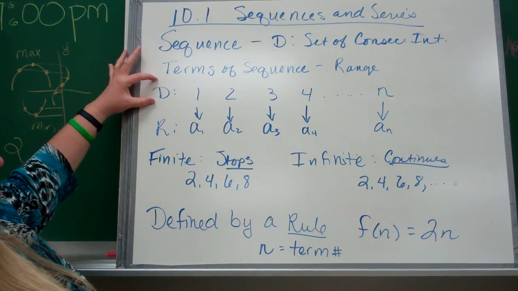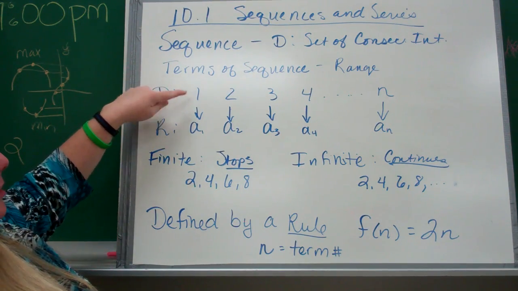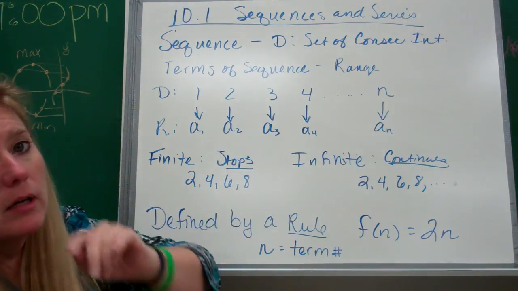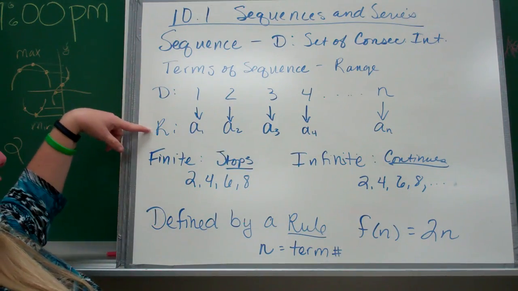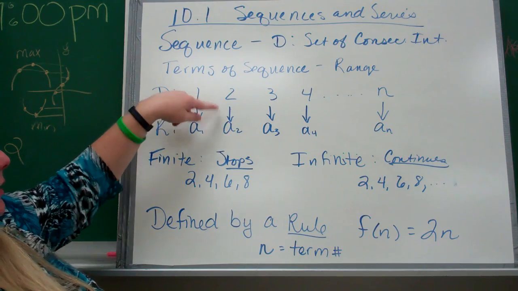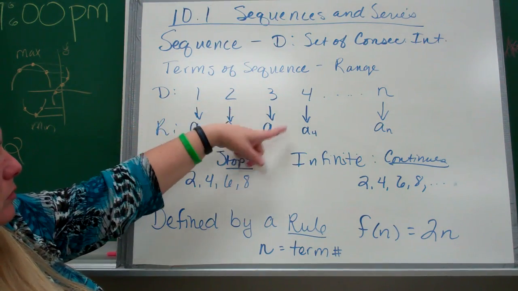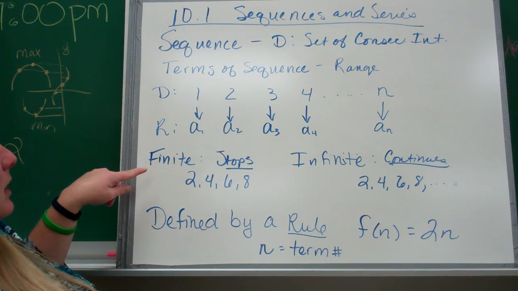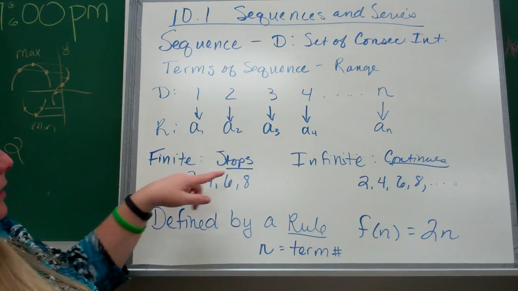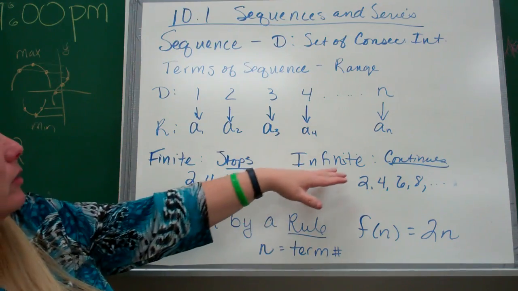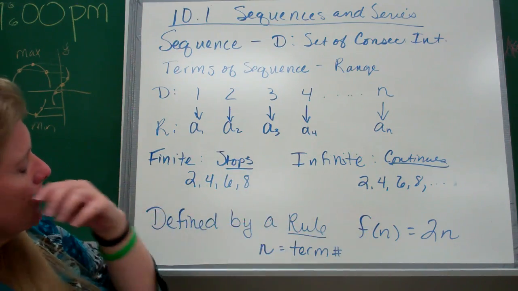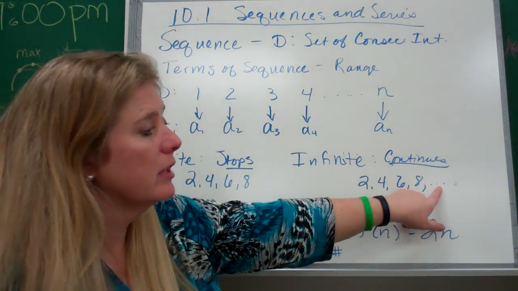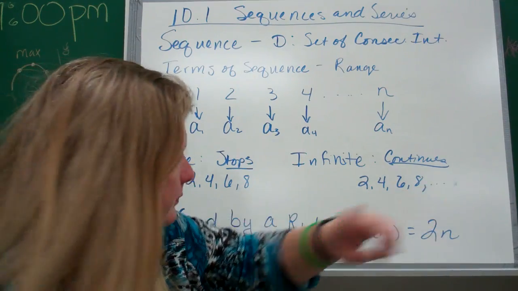For example, your domain in a sequence is going to be 1, 2, 3, 4, 5, and so on up to n. Your range will be the term that goes with 1, the term that goes with 2, and so forth. We have types of sequences. They are finite, that just means they stop, or infinite, which means they continue. And the thing that tells you it continues is the dot, dot, dot.